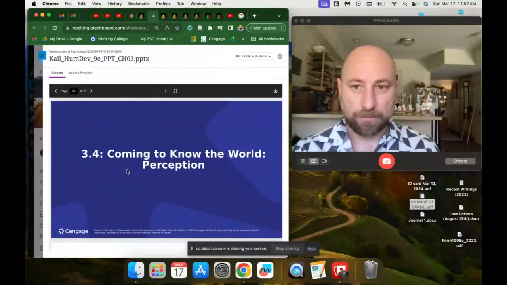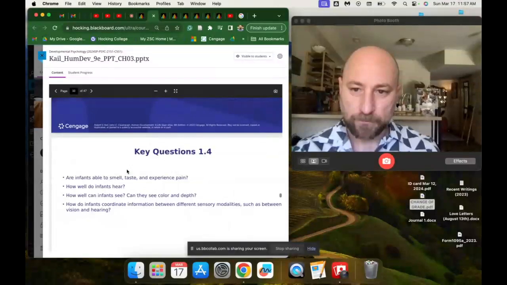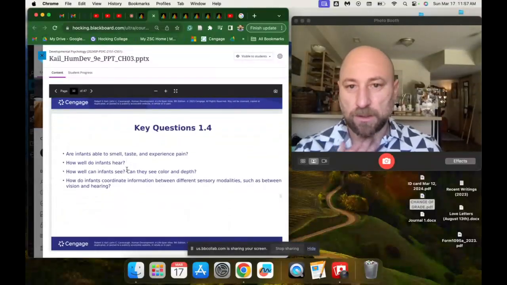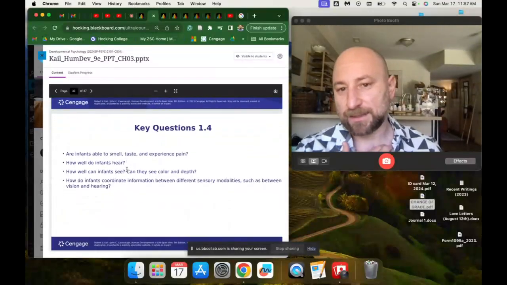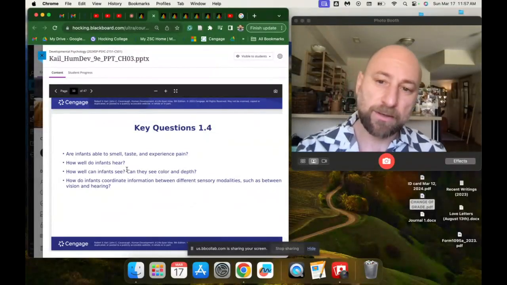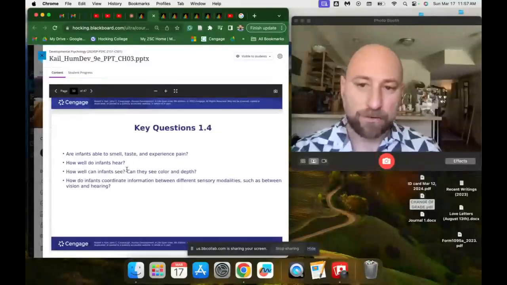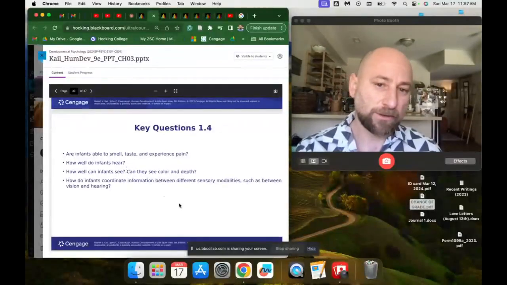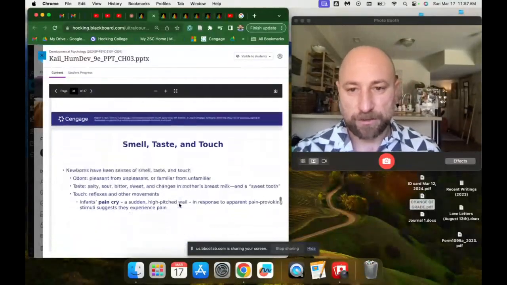Coming to know the world, perception. Key questions. Are infants able to smell, taste, and experience pain? How well do infants hear? How well can infants see? Can they see color and depth? How do infants coordinate information between different sensory modalities such as vision and hearing?